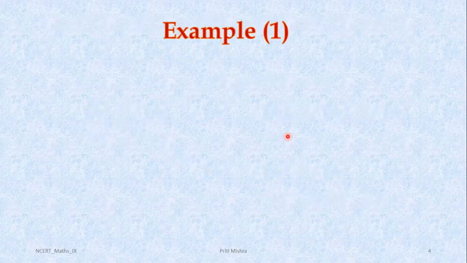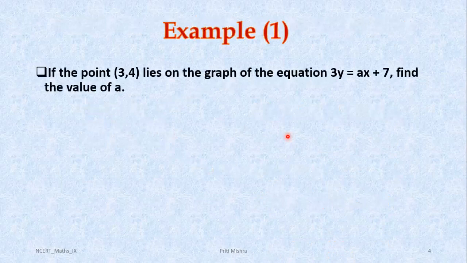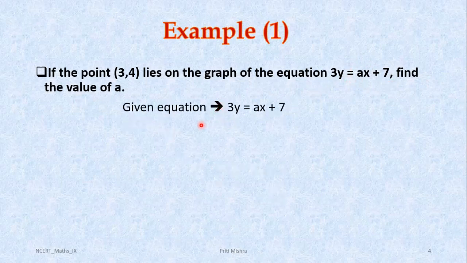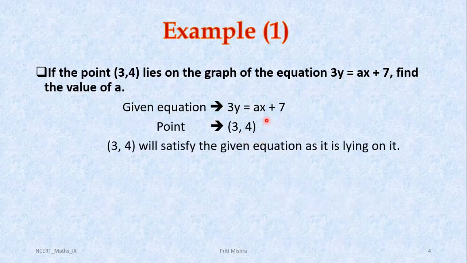So let's start with an example. Here we have a question: if the point (3, 4) lies on the graph of the equation 3y = ax + 7, find the value of a. Here we have to find the value of the term a involved in this equation. The point given in the question is (3, 4). This point will always satisfy the given equation because it is lying on the given line.